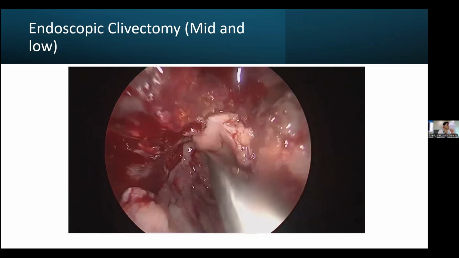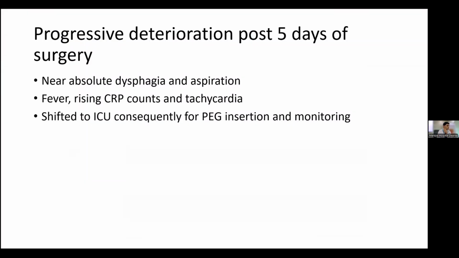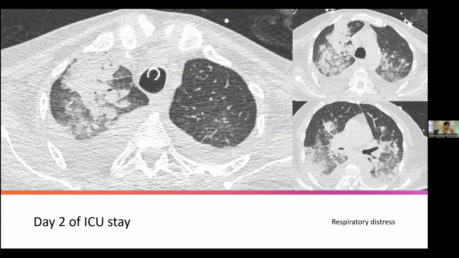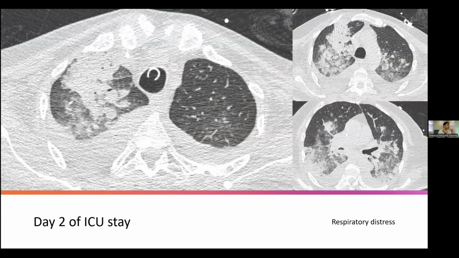Still not tracheostomized though, right? And then once this happened, his dysphagia was pretty much absolute. That's why we had to put a PEG. The fever again, and we had rising CRP counts, and once again he was shifted to the ICU. And this is what we found in the end, that this was a fulminant sort of lung infection. As per the radiology team, though we could not get an opportunity to take cultures from this.